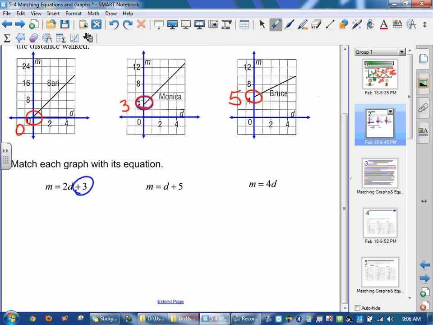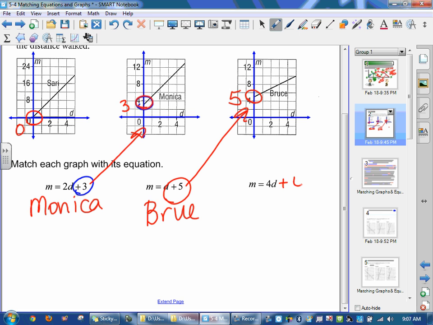If they have the same start point, we have to use a different strategy, and we'll come up to that in a moment. So, since this guy matches, he's got a +3, his start point, that one's Monica. The +5 matches over here, so this is Bruce. And this guy's like saying +0 because there's no number after his variable. So it's like saying +0. That one matches Sari. Okay. Is that pretty clear so far? So the first step to match is check the start points.